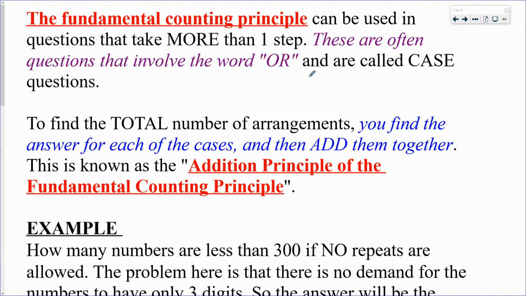So a bunch of reading on this slide. You may want to pause and highlight, but basically, the fundamental counting principle can be used in questions that take more than one step. These are often questions that involve the word or, and we usually call them case questions. So to find the total number of arrangements, you can basically find the answer for each one of the cases, and then you just add them up at the end. That just makes sense. However, it's important enough that we call it the addition principle of the fundamental counting principle. So just a small addition.